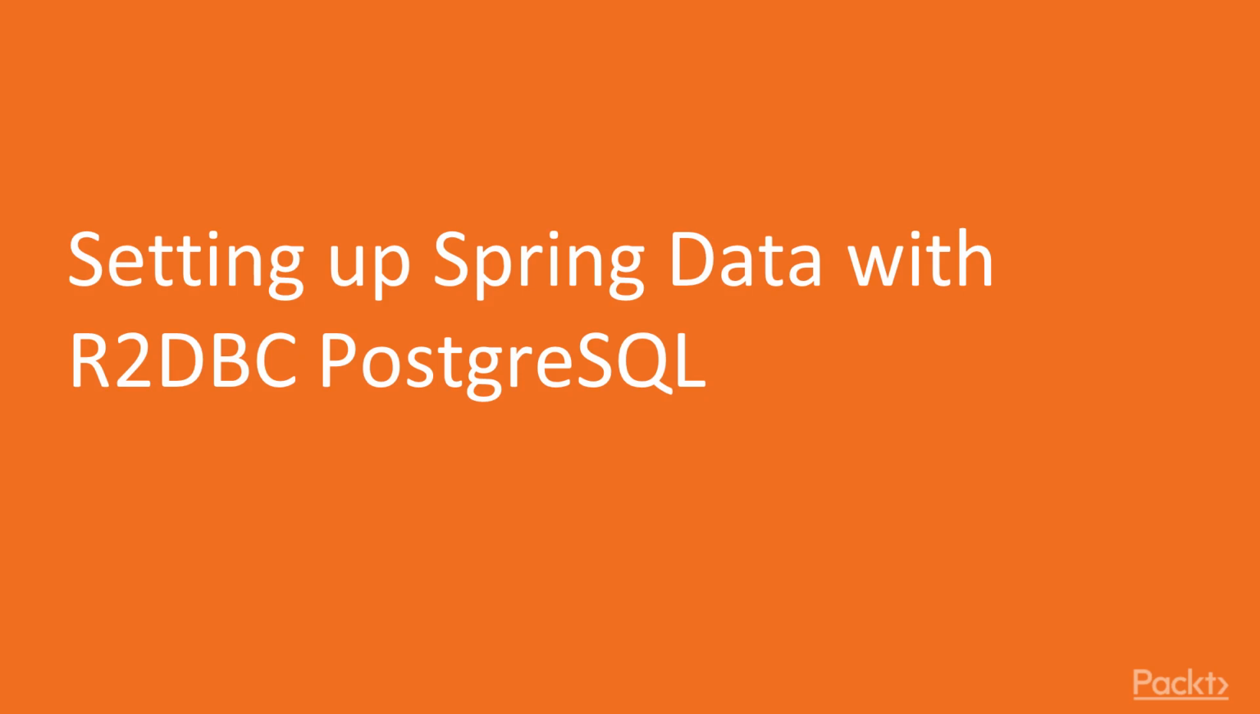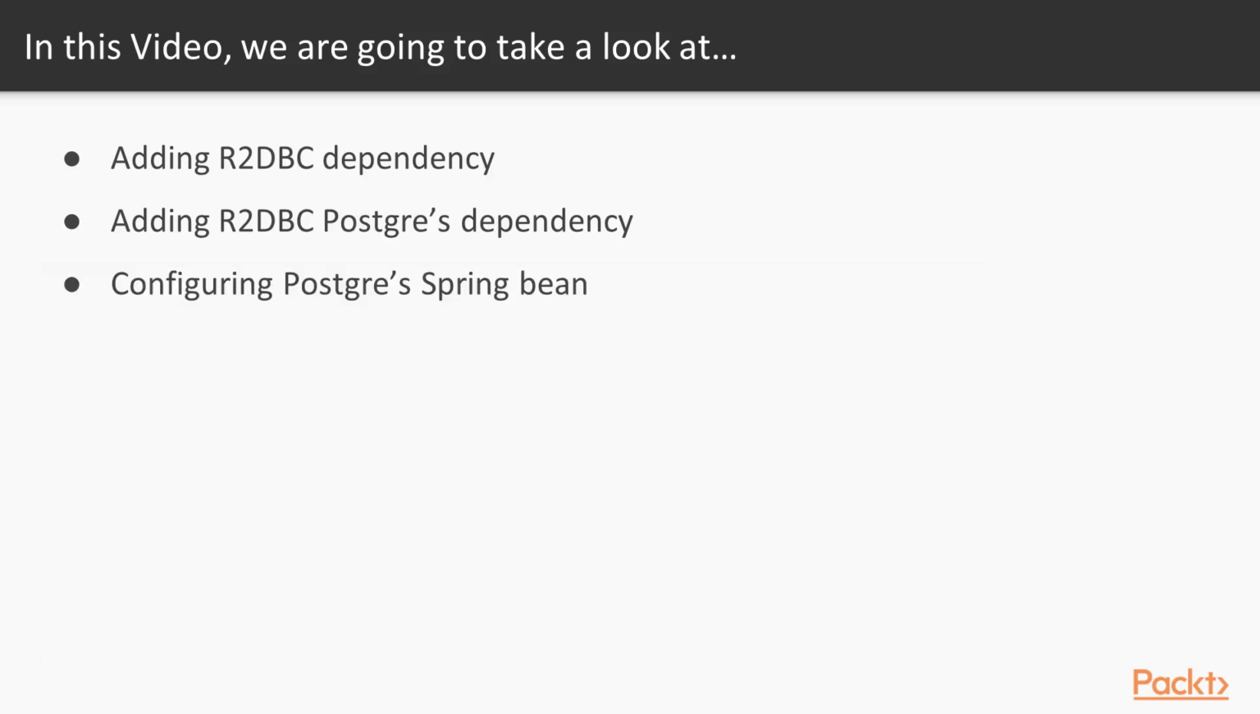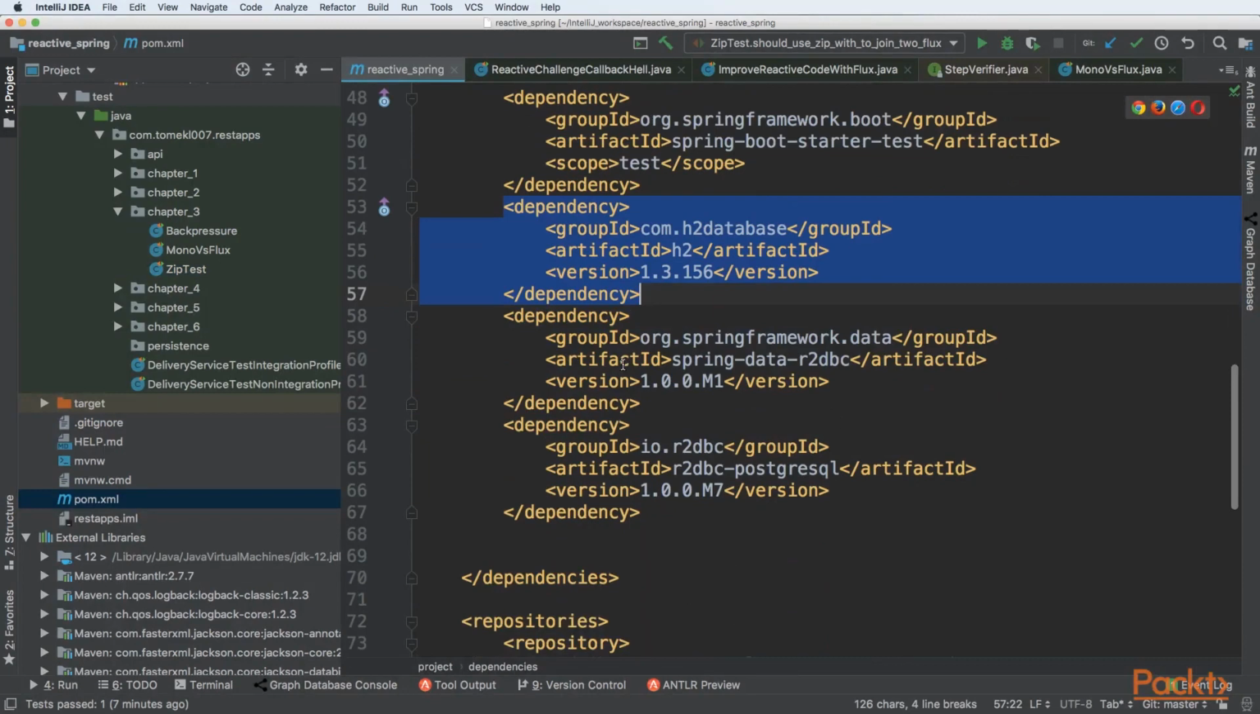And this is the first video, in which we set up Spring Data with R2DBC PostgreSQL. We will be adding the R2DBC dependency. We will be adding the R2DBC Postgres dependency, and we will be configuring a Postgres Spring bean. So let's go to code. We first need to go to our pom.xml and add Spring Data R2DBC and R2DBC PostgreSQL.